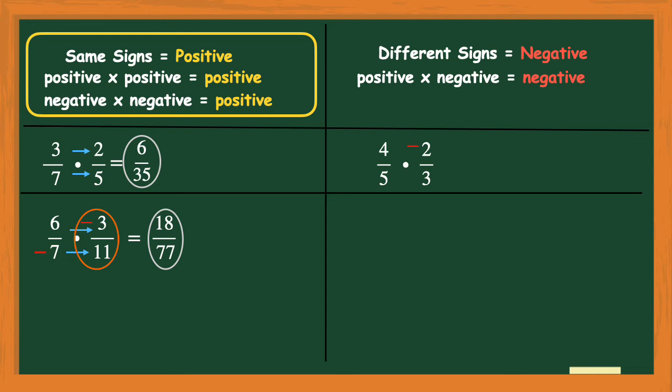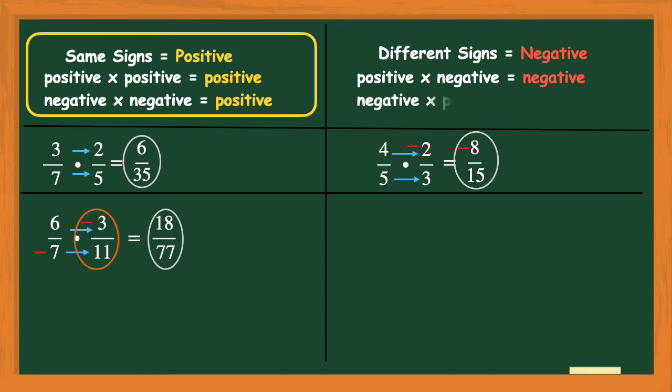So let's just go ahead and multiply straight across the numerators and the denominators. So 4 times negative 2 gives me negative 8. And 5 times 3 gives me positive 15. Now we know that it's not really positive 15. We know that that value is negative 8/15. And then we want to double check. Do they share any common factors other than 1? And they don't. So I know that my product is negative 8/15.